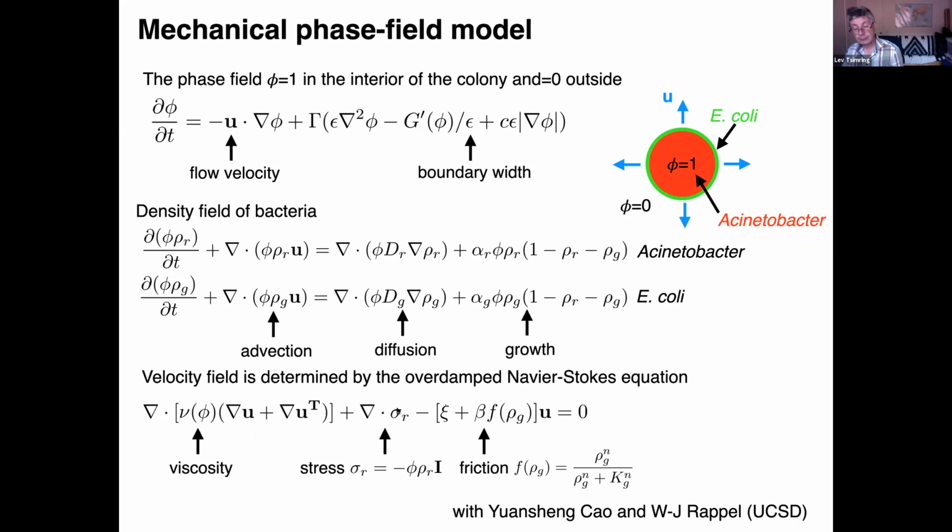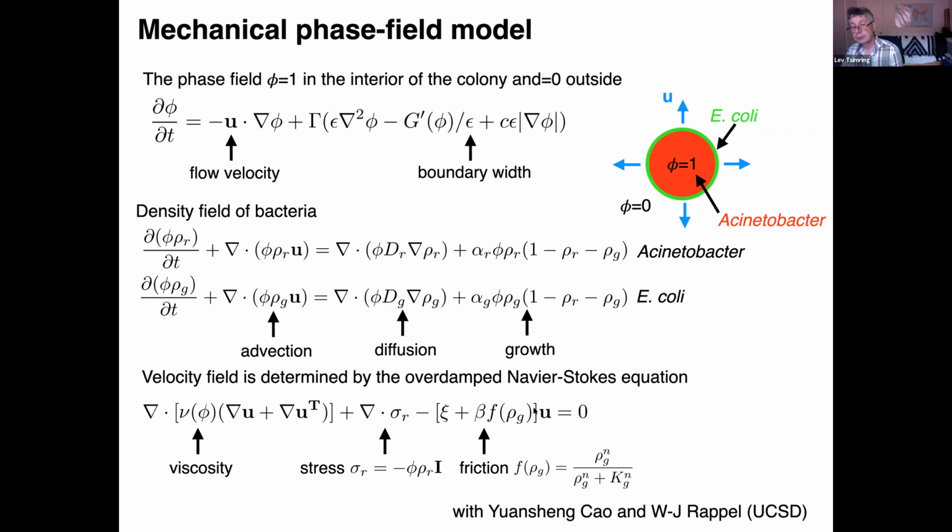But the main physics here is the balance between the stress. The stress is produced by the growing red cells, only by the Acinetobacter. So they actually create the pressure, which pushes things outside. This is basically the pressure term. And this pressure, the gradient of pressure, is balanced by the friction.